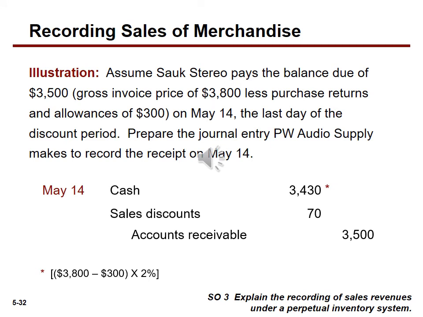So here we're just going to record cash. We're going to debit the cash account for the amount that is owed, the accounts receivable, but we're going to subtract the discount from it. So we're going to debit cash 3,430. We're also going to debit the sales discount account for the difference, which is the $70, which represents 2% of the 3,500, and we're going to credit accounts receivable to close it for the total, which is the $3,500.